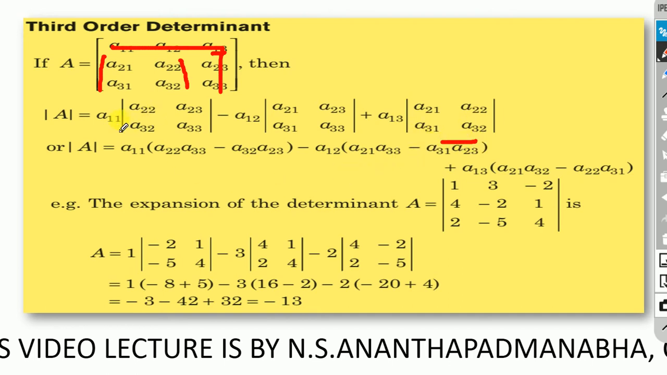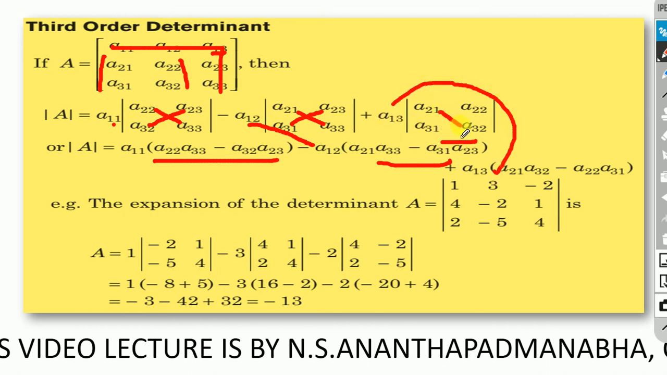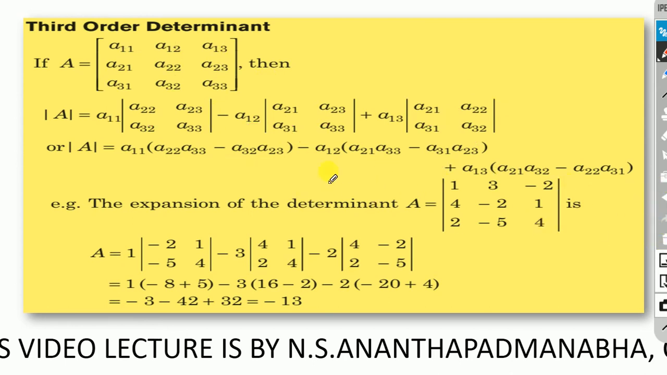So we will expand this: A11 into A22 into A33 minus A32 into A23 here, minus A12 into A21, A33 minus A31, A23, plus A13 into A21, A32 minus A31, A22. So this is how we expand a third order determinant. So let us see an example here. The expansion of the determinant A is equal to 1, 3, minus 2, 4, 2, 1, 2, minus 5, 4. I have a determinant of order 3 cross 3. Let us see how to expand this.